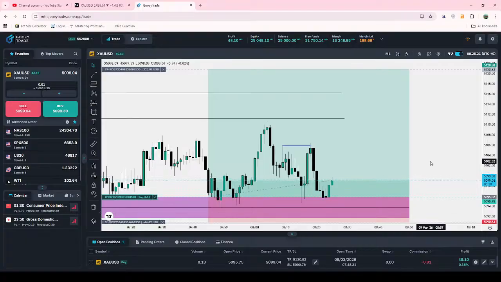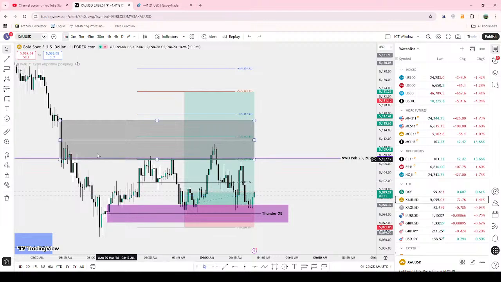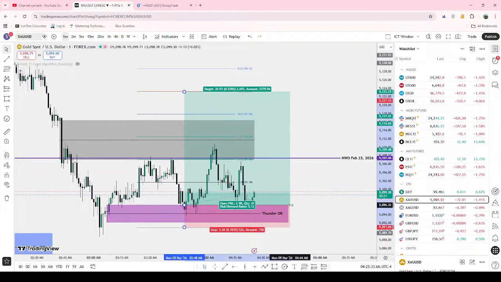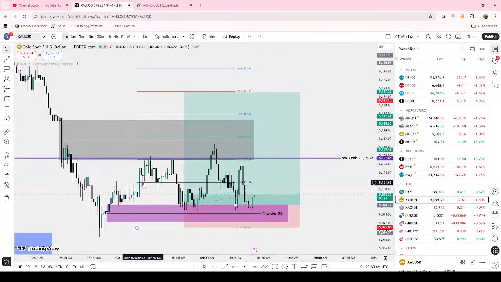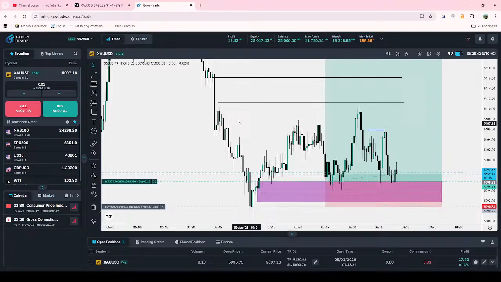The trade is going according to the thunder order block. The market began to come down after this CB. This is a strong CB.